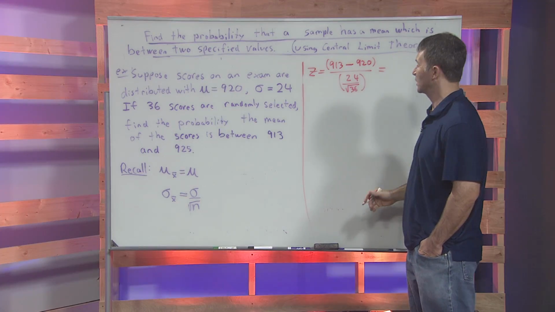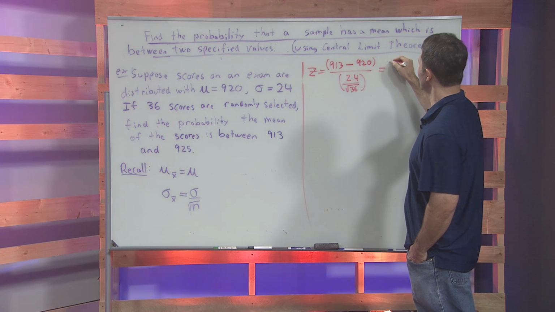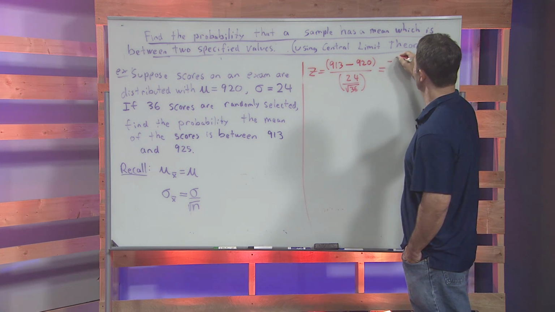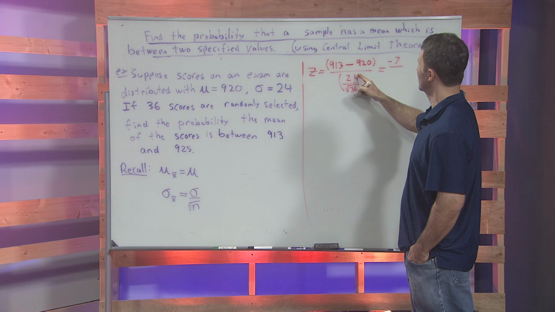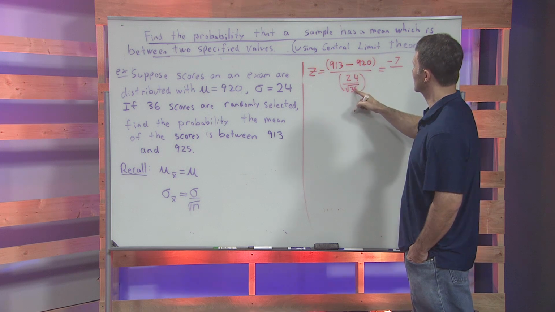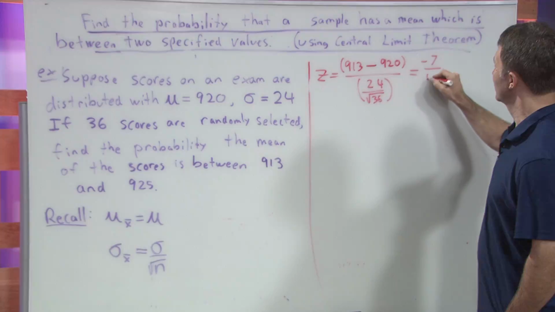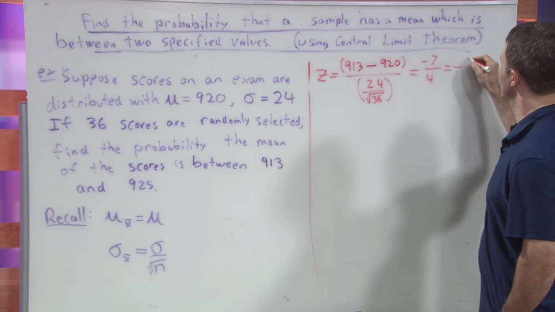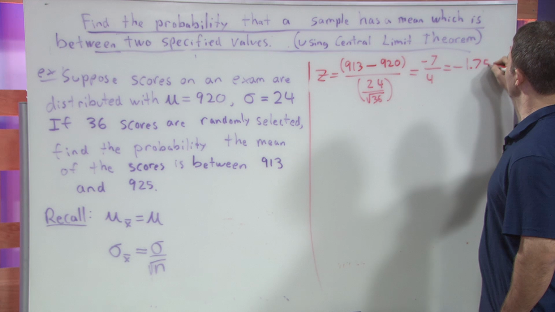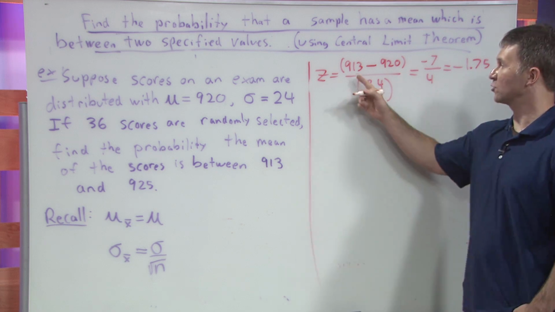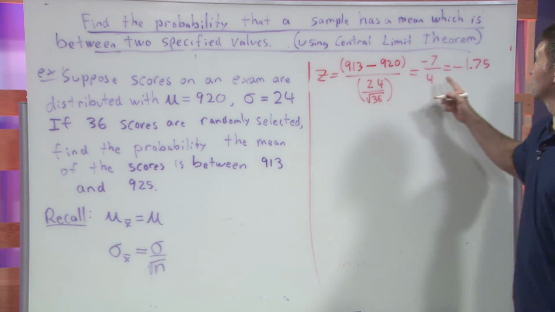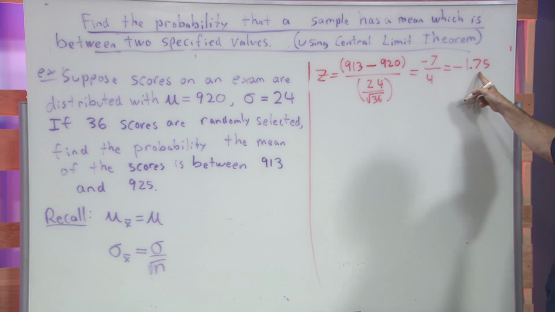Okay, when you go through this calculation, the numerator is going to be -7 over 24 over 6. The square root of 36 is 6, and then 24 over 6 is going to be 4, which is going to be -1.75. So the z-score corresponding to 913 is -1.75.